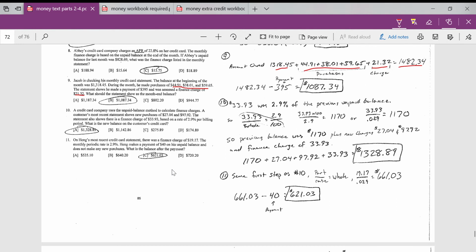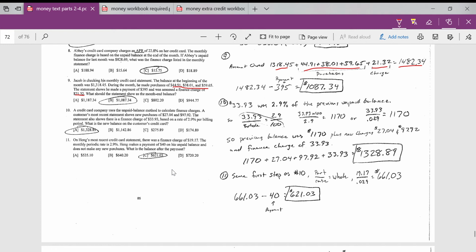All right, number 10, a different type of problem here. A credit card company uses the unpaid balance method to calculate finance charges. A customer's most recent statement shows new purchases of $27.04 and $97.92. The statement also shows there was a finance charge of $33.93. Based on the 2.9% per billing period, what is the new balance on the customer's credit card?